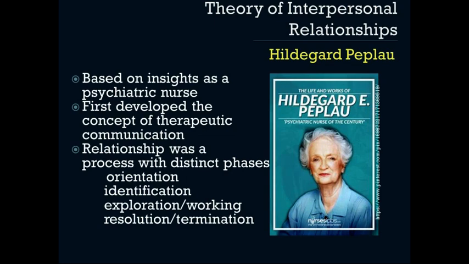She saw that relationship was based on 4 very distinct phases. The orientation phase, which is the phase where you meet the patient, you get to know one another, you figure out how the relationship will go, what the context of the relationship is. The identification phase, where you identify the problems. Exploration is where you're working on getting to the desired outcome. And then the last phase, which is very important, is resolution or termination. And this is where the nurse-patient relationship basically ceases and stops, and the nurse goes on and the patient hopefully goes on to wellness. But those are the 4 phases of her theory.